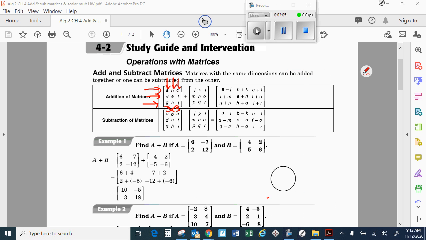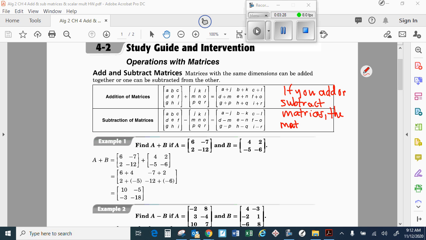Okay. Now, what you need to know about adding and subtracting matrices. If you add or subtract matrices, that's plural for matrix, the matrices must have the same dimensions. That's why we had to go over dimensions just now. So I need to check if they have the same dimensions.